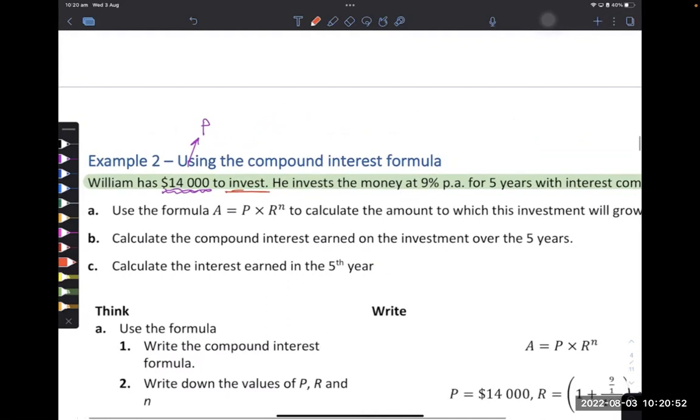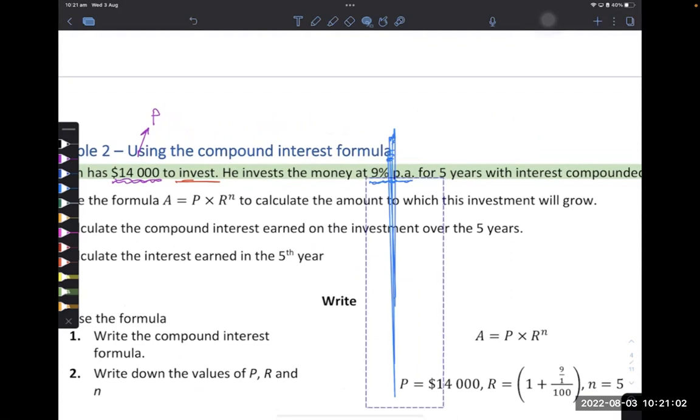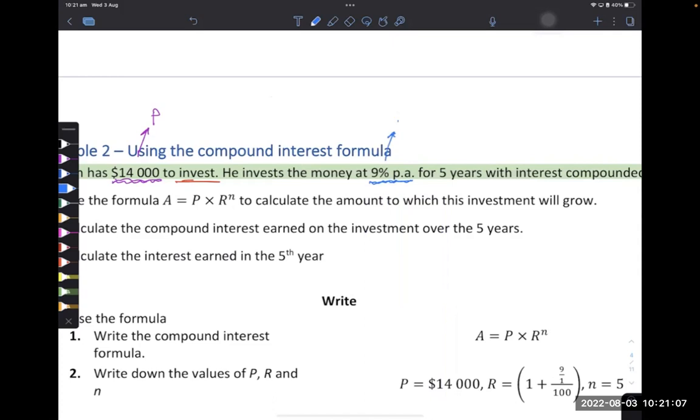It says here, William invests the money at 9% per annum. R, little r or capital R? Little r. Underline, label. Now, what does 5 years stand for, T or Y? Okay, so I'm going to use T. I'm actually going to use Y just for the sake of it, so that you can switch it up. But just understand if you use T or if you use Y, it's the same thing.